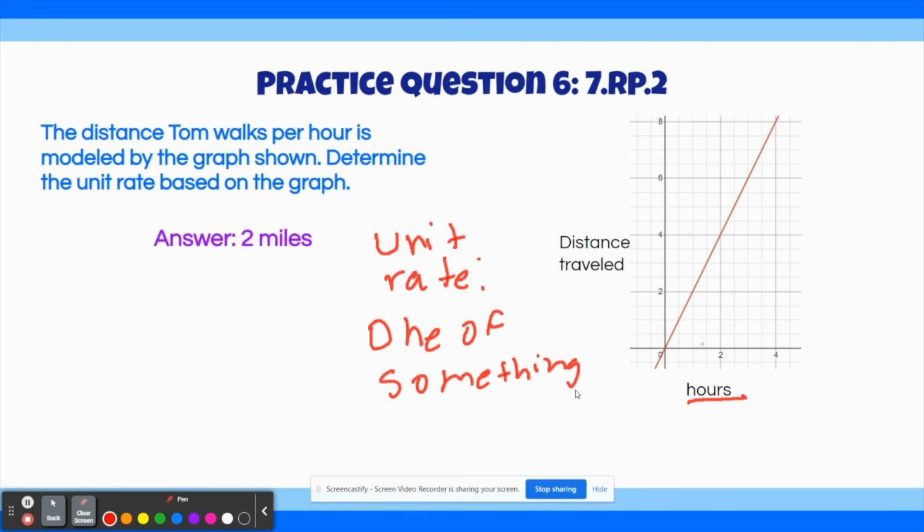So to do that, we can set up a little table of our proportional relationship. So we have hours and distance. Here we see at 2 hours, Tom has traveled 4 miles, and at 4 hours, Tom has traveled 8 miles. So we can put that into our chart.